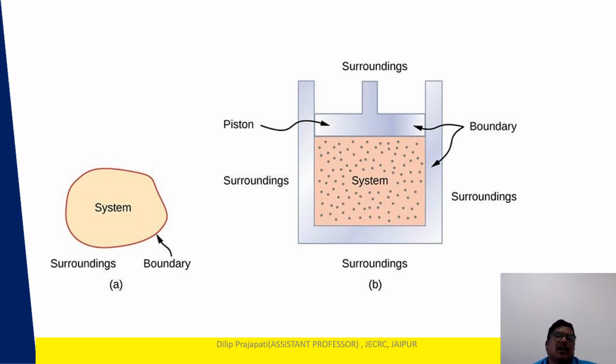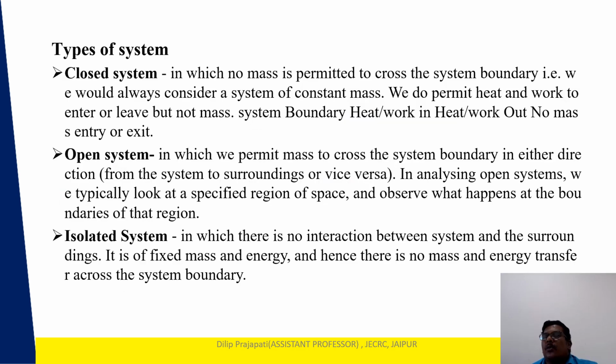The system has the boundary and the surroundings as its major parts. Now the types of systems: the closed system and the open system. A closed system means no mass is permitted to cross the boundary, so no mass enters or exits. An open system permits mass to cross the system boundary in either direction. These are the types of systems.